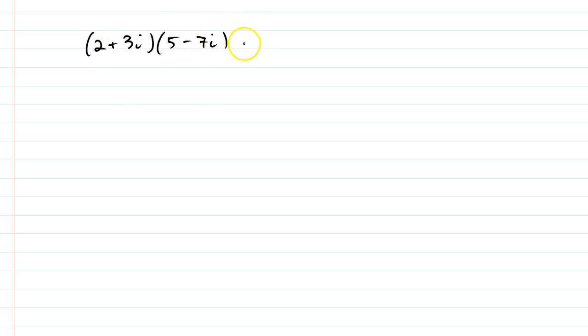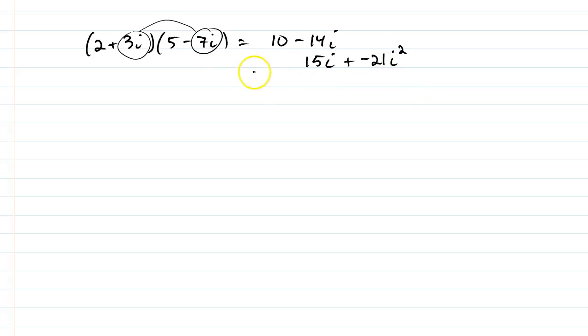So 2 times 5 is 10. 2 times negative 7i is negative 14i. 3i times 5 is 15i. And then here's the interesting part. That's going to be negative 21, and i times i is i squared. So write it out. Don't be a hero here.